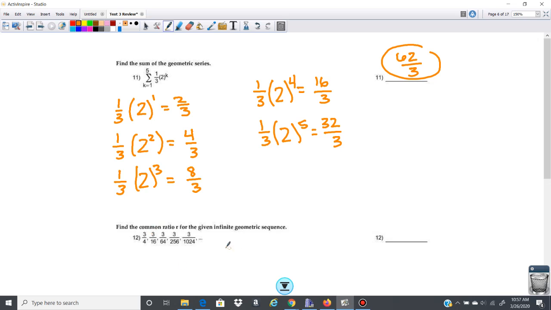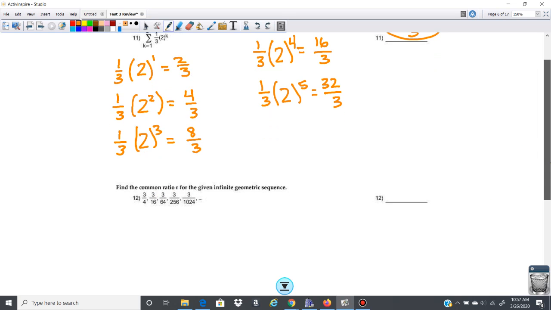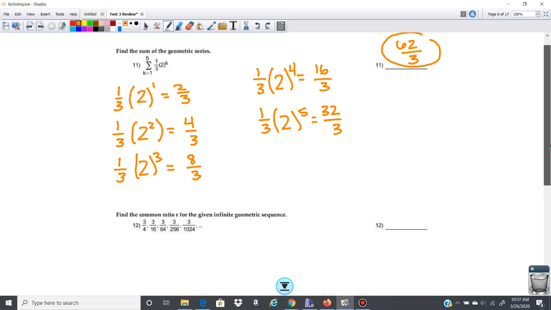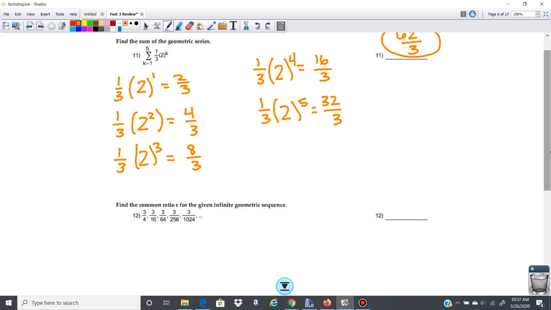Next one, find the common ratio. So remember, for a geometric sequence, it's either being multiplied or divided. So if we look at this, we say it's actually being multiplied. If it's being divided, we use a fraction. So we're going to find the ratio. You're going to go a sub 2 divided by a sub 1.